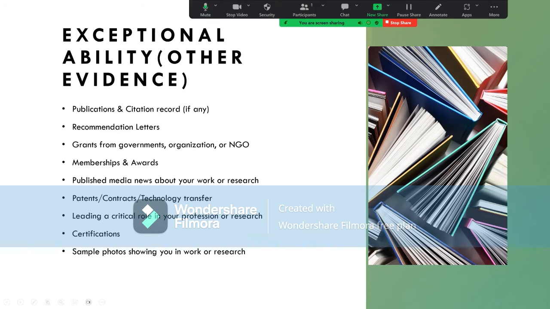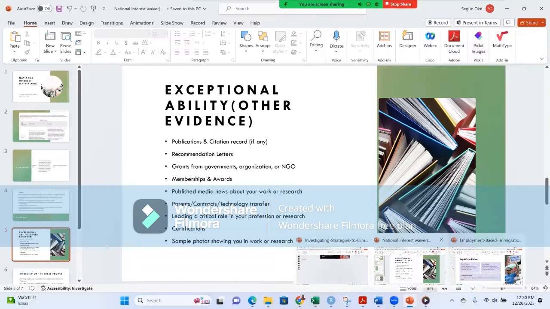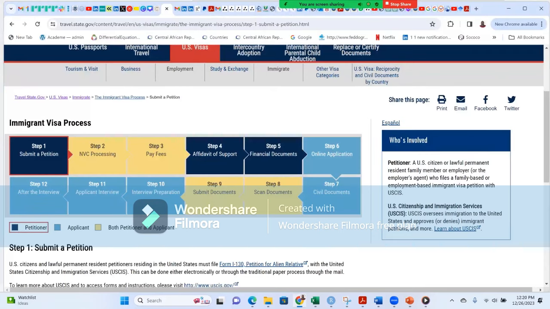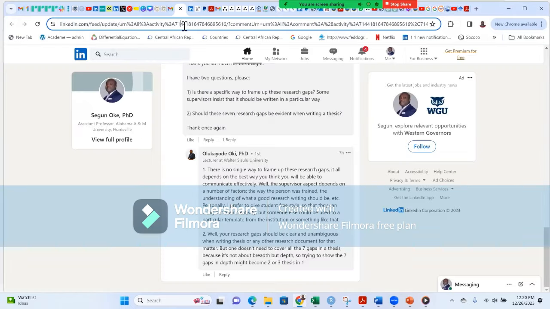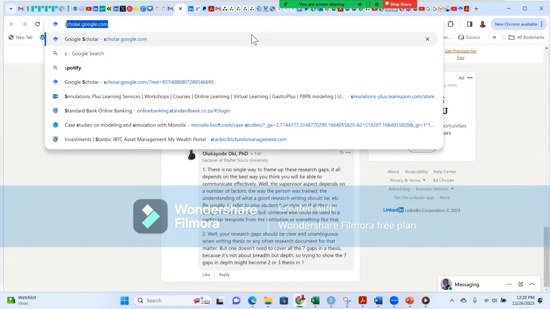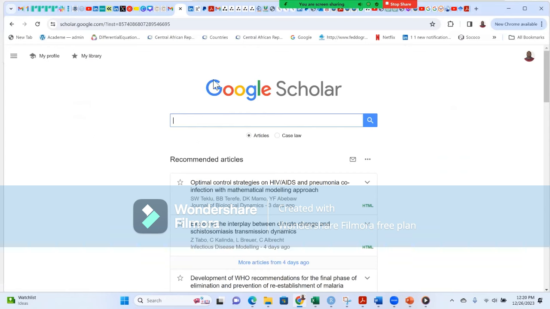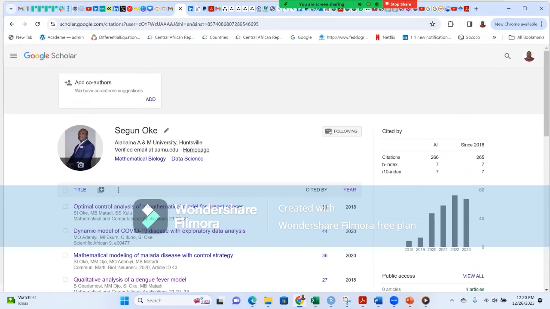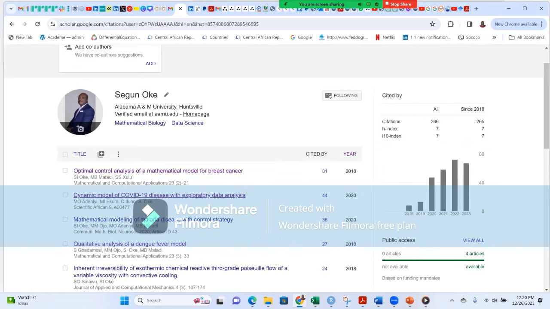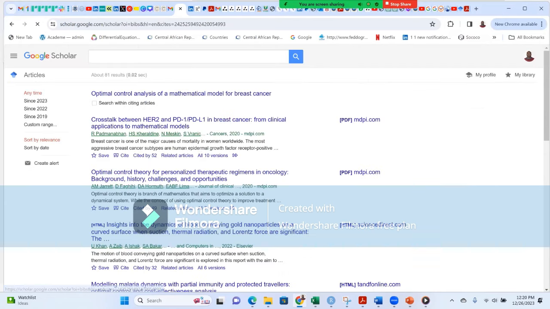Let me go to Google Scholar now and see how we see those people involved. So for the Google Scholar here is my Google Scholar. For example, I use myself as an example. If you look at the first paper, all these people, apart from self-citation, these are my independents. I don't know them, but I can request a letter from them.